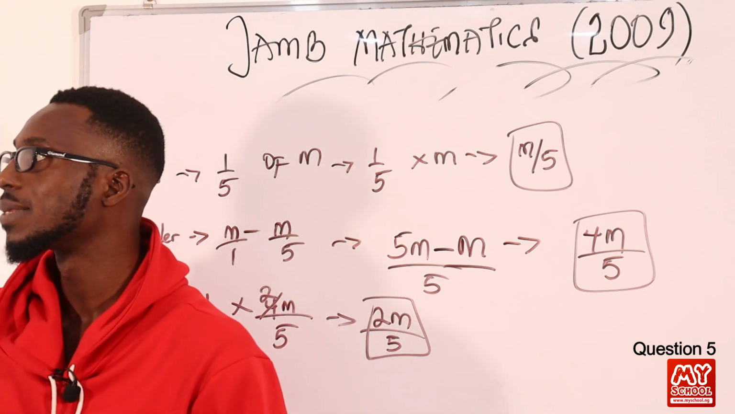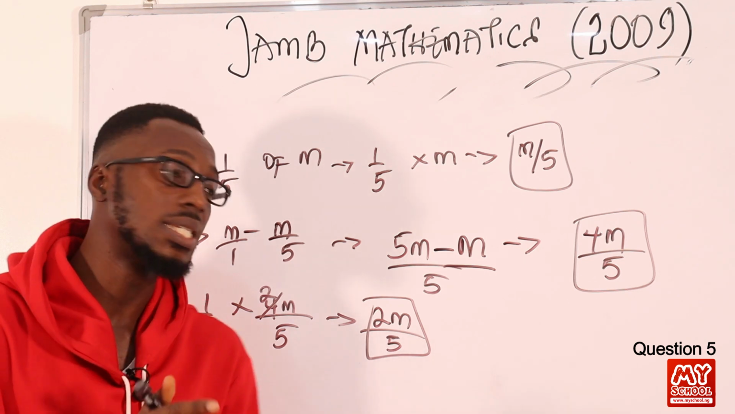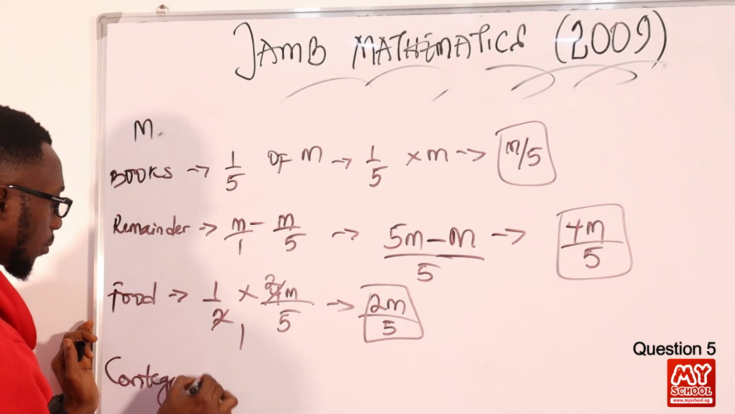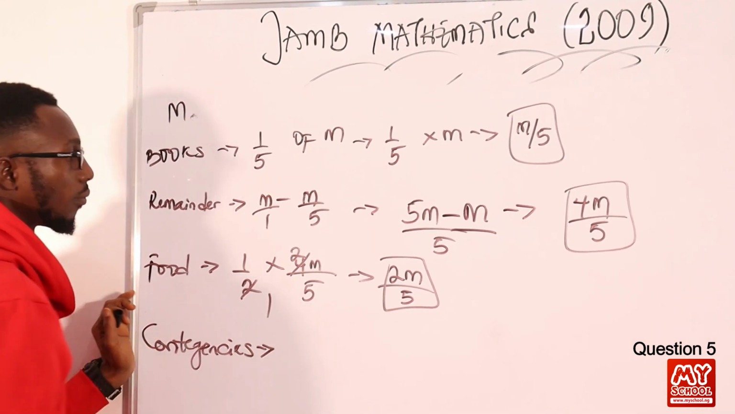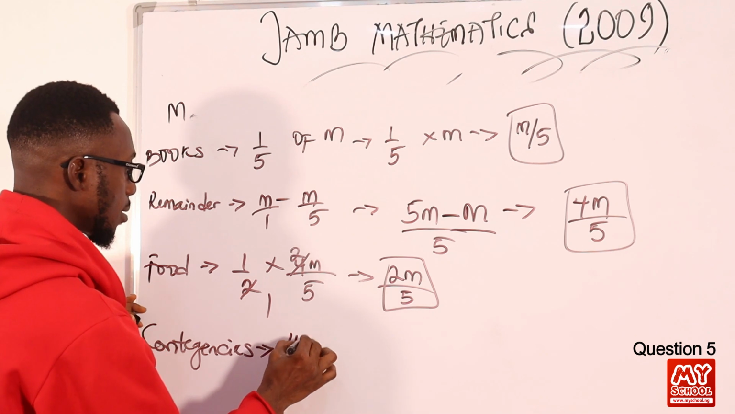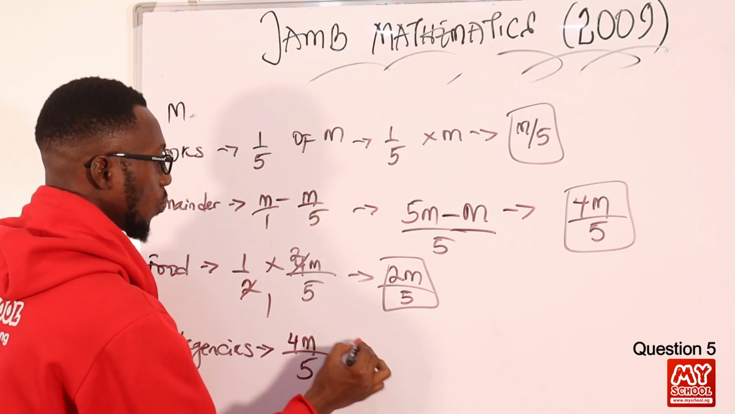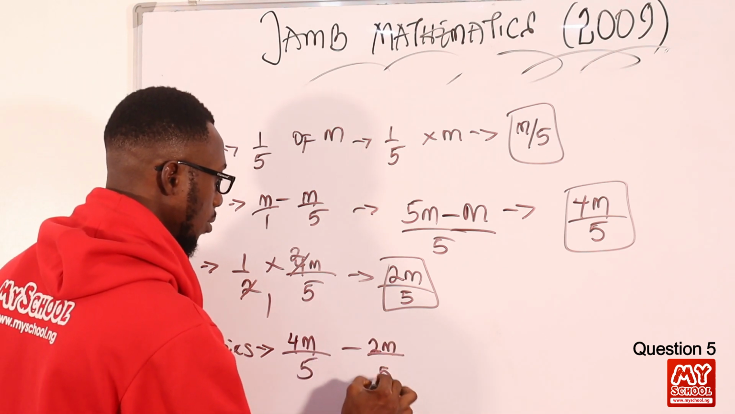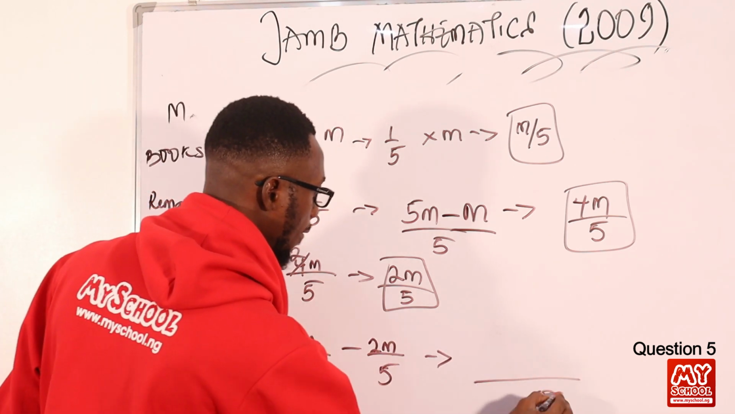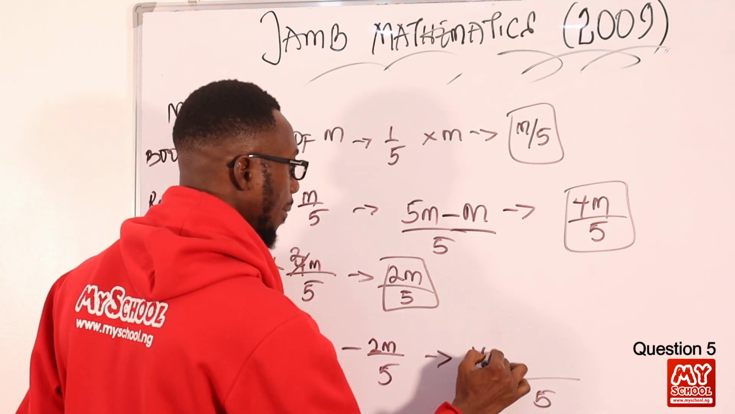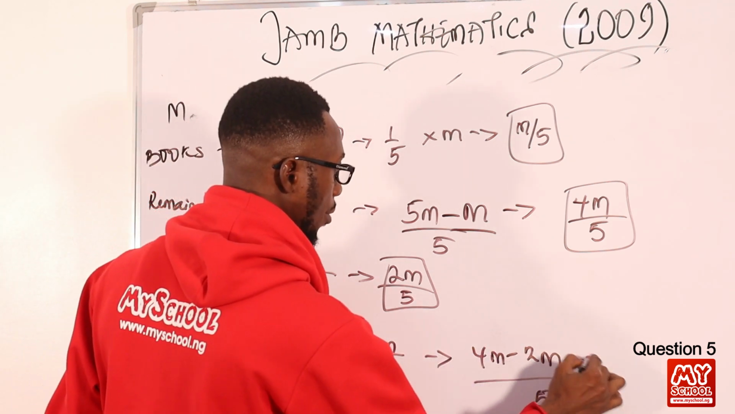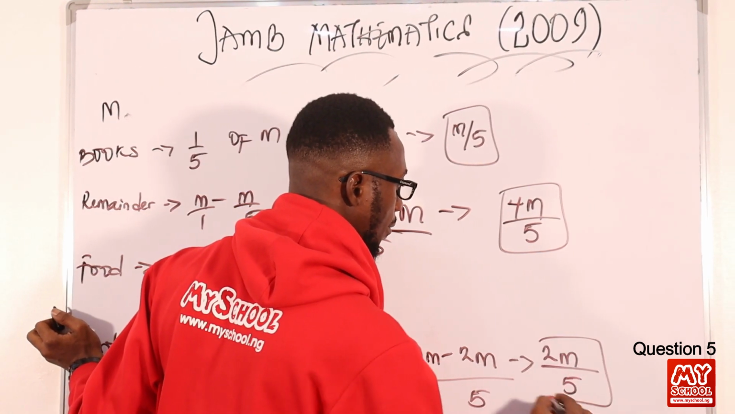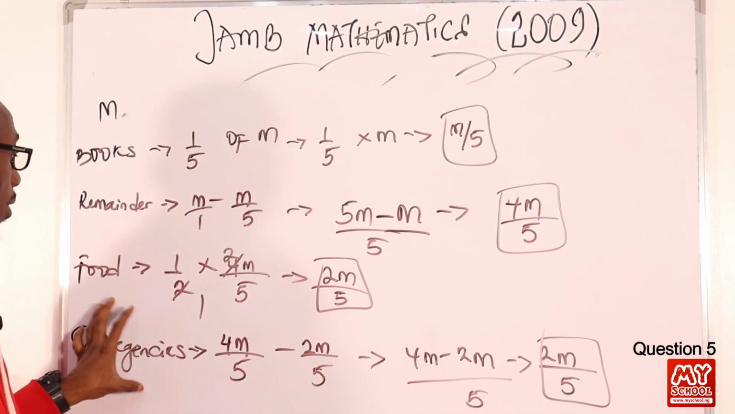So we are now told that he kept the rest for contingencies. So for contingencies, that will be the remainder, right? When you take it away from the amount he spent on food. Okay, my LCM is 5. So since it's the same thing, I have 4M minus 2M, right? So that should be 2M/5. So this is what is saved for contingencies.